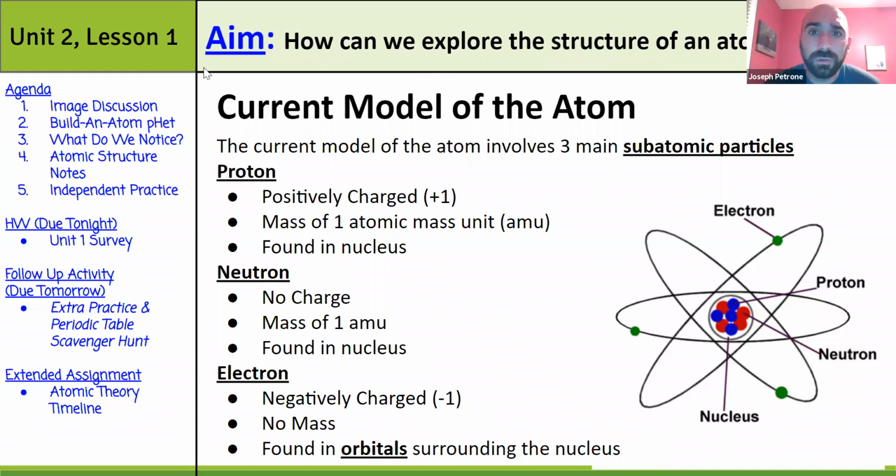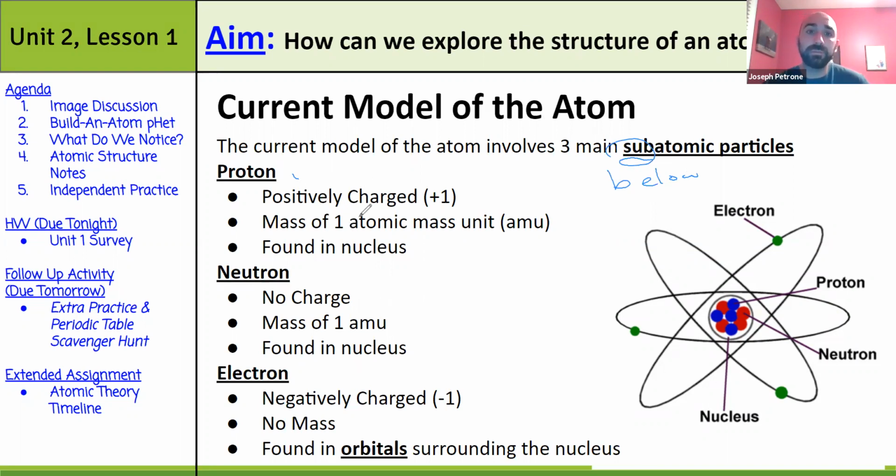So today we are talking about the current model of the atom. And basically what we know about the atom as of now is that there are three main subatomic particles. So the word subatomic, this prefix sub means below. So below the atom's level, within the atom, we have these three particles. We have a proton, the neutron, and the electron.